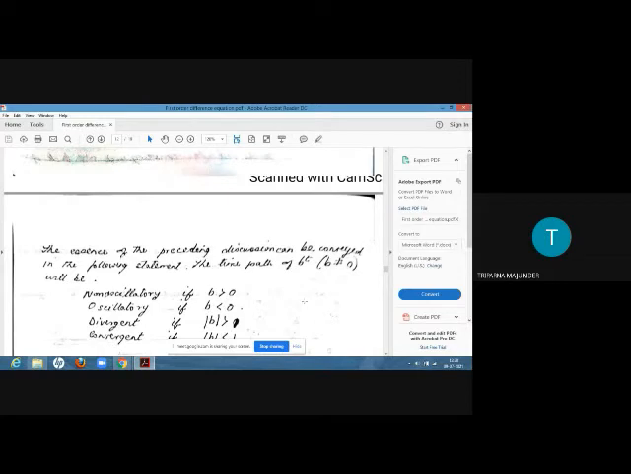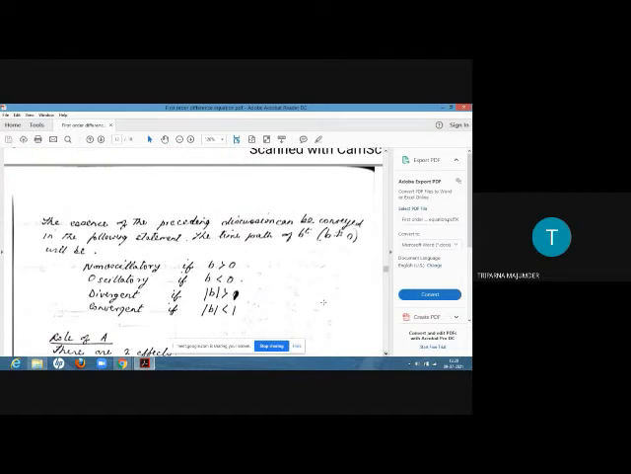Okay. So, if we summarize the above discussion, the essence of the preceding discussion can be conveyed in the following way. The time path of b to the power t, where b is not equal to 0, is non-oscillatory if b is greater than 0, oscillatory if b is less than 0, divergent if absolute value of b is greater than 1, and convergent if the absolute value of b is less than 1.